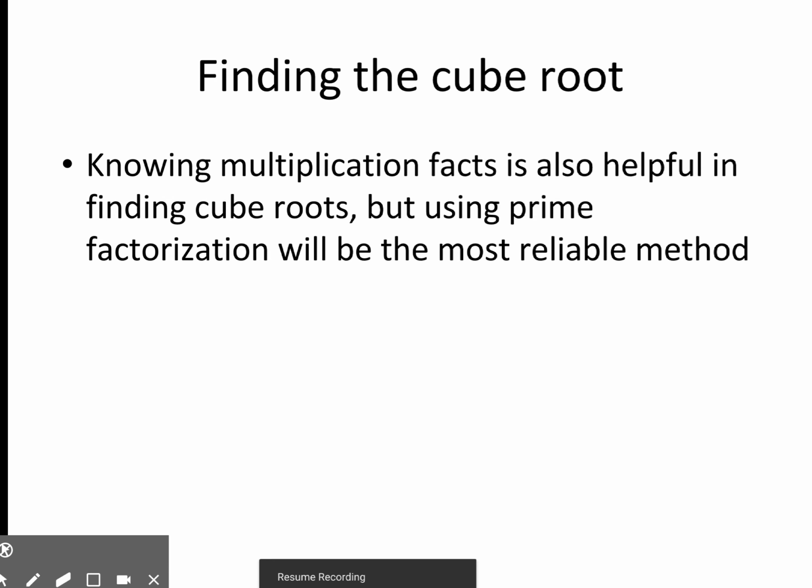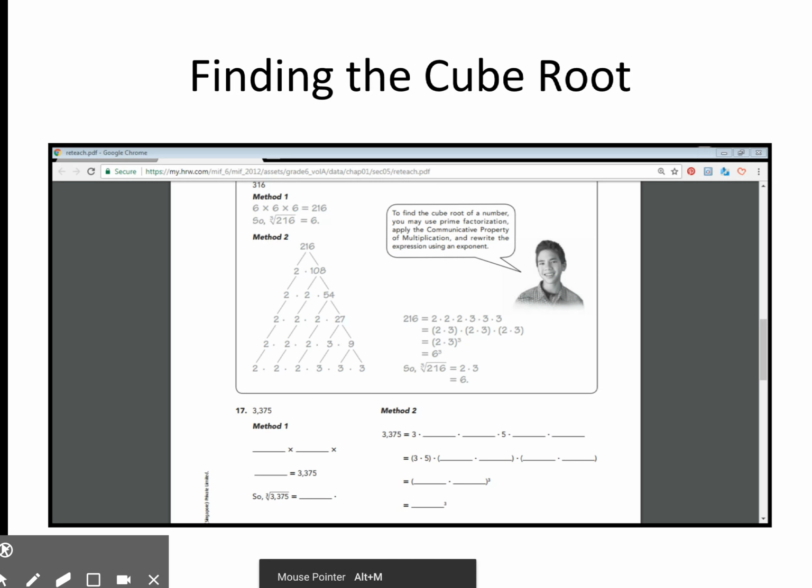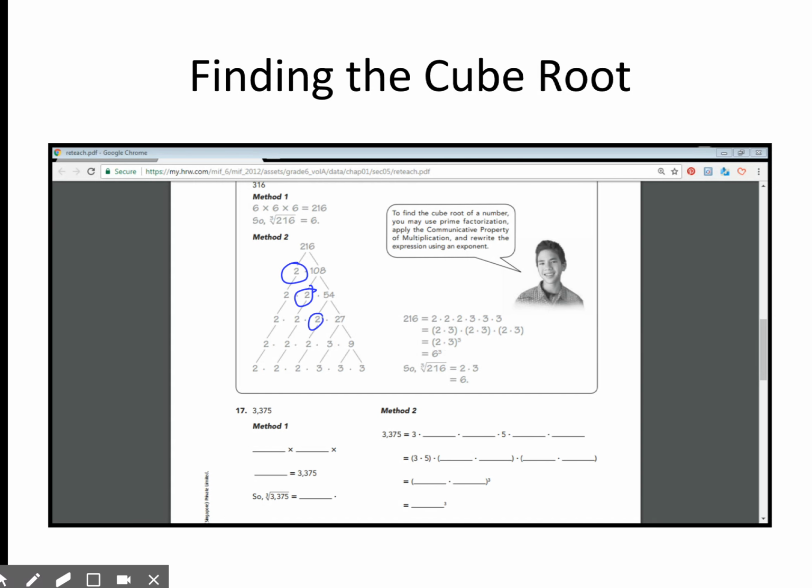Knowing multiplication facts is also helpful in finding cube roots, but using prime factorization is going to be your most reliable method. So if we were trying to find the cube root of 216, you are simply going to use prime factorization the way we did when finding a square. Bringing it down into prime numbers, I like to circle my prime numbers when I get there instead of continuing down the line like they did.